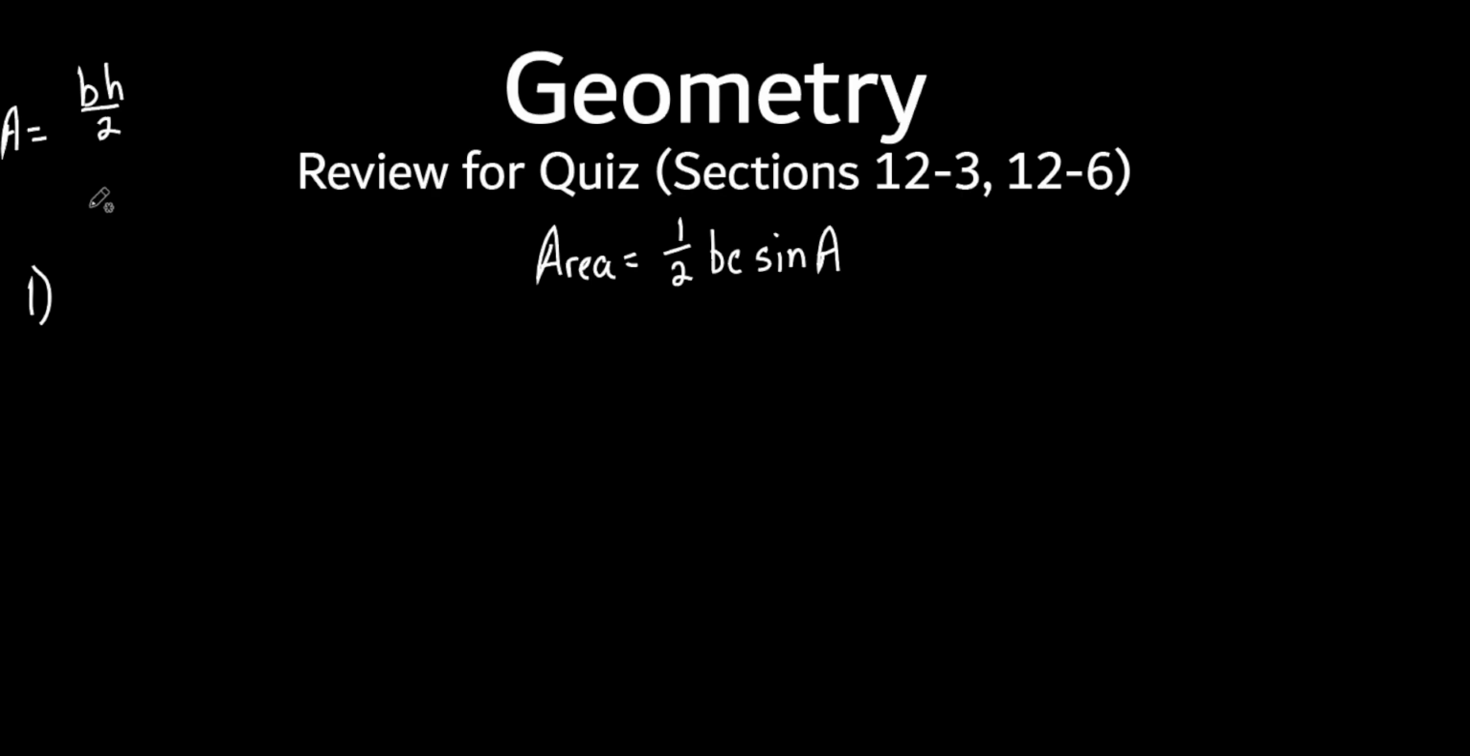So I'm looking at the homework from section 12.3, and you're going to have three problems on the quiz, 1, 2, and 3, where you have to find the area of a triangle. They are numbers 13 to 17. Everybody see that? Those are the kind of problems that are going to be 1, 2, and 3 on the quiz. Make sense? All right.